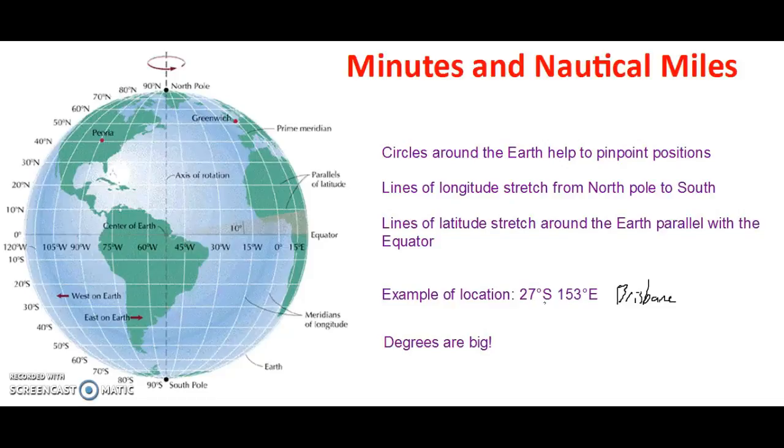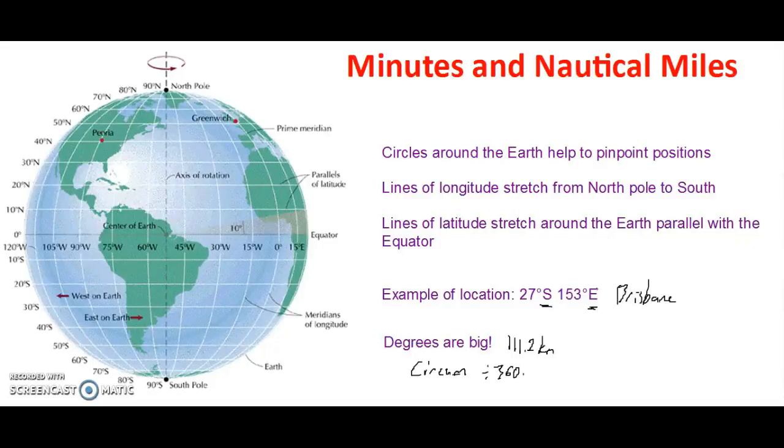Something to remember is that north and south always come first, east and west come second. Now there's a problem with this. Degrees are really big. Each degree is about 111.2 kilometers. That's because we've taken the circumference of the Earth and divided it by how many degrees there are in a circle, which is 360.